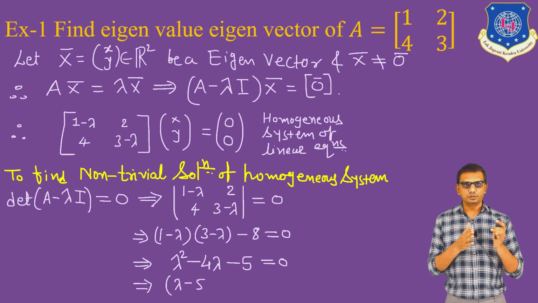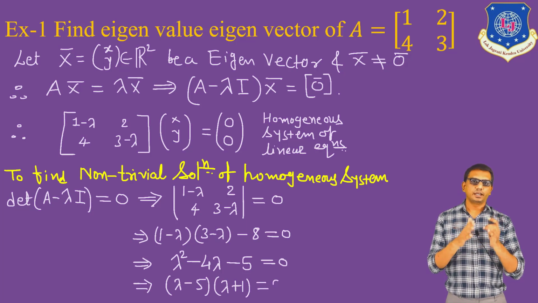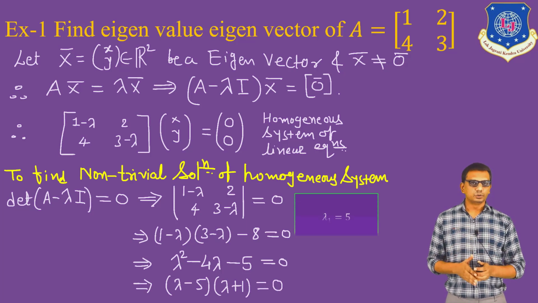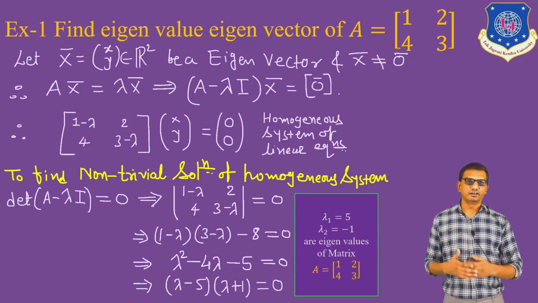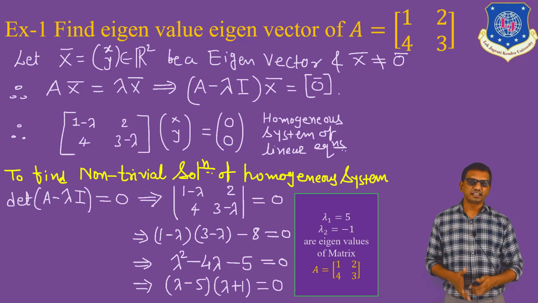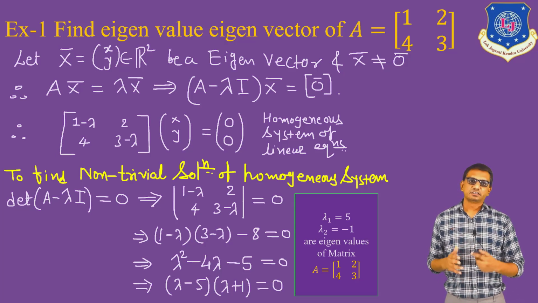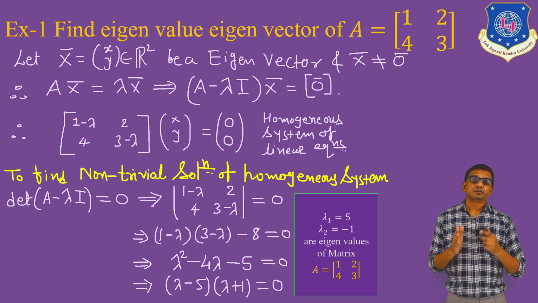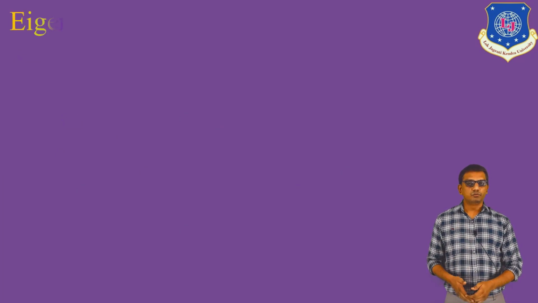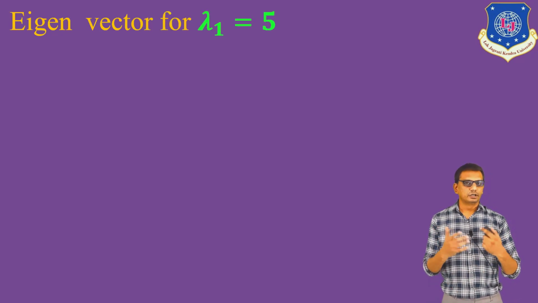Here A is [1, 2; 4, 3]. After factorizing we get (lambda minus 5)(lambda plus 1) equal to 0. So therefore we have lambda 1 equal to 5 and lambda 2 equal to minus 1. These are our eigenvalues for matrix A. So in the first step we always find the eigenvalues for the matrix, and then we find the eigenvector individually for each eigenvalue. So now we will start with the eigenvector for lambda 1 equal to 5.